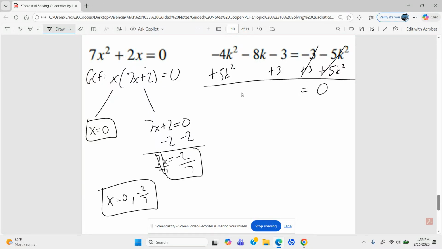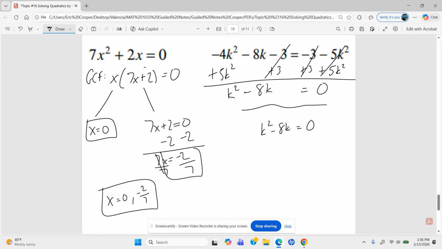Negative 4 plus 5 gives me k squared. The minus 8k doesn't combine with anything, and the 3's cancel. So this is all I have left. K squared minus 8k equals 0. Again, it can't be any of the trinomial or the 4-term factorings.